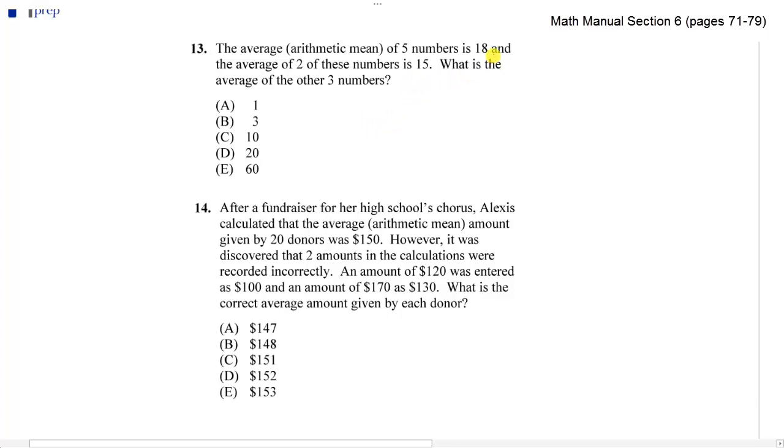So the average of 5 numbers is 18. The average of 2 of these numbers is 15. What is the average of the other 3 numbers? So again, it's pretty obvious. I'm going to go ahead and circle this: average of the other 3 numbers. That's what they are asking. It's pretty obvious that this is another question on which we can set up ANT. Average times number equals total. Why is that obvious? Because they're giving us an average here. They're giving us a number of things here. They're giving us another average here, another number of things here. We've got the ingredients for an ANT question here.